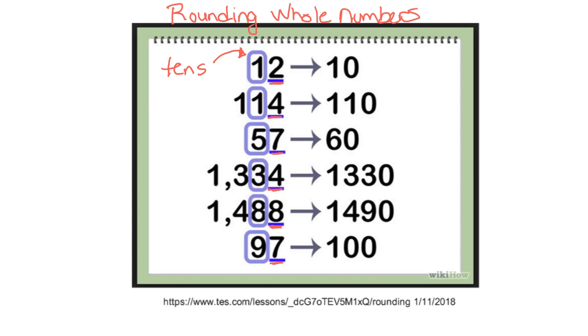The next number, 114, we round to the nearest tens position. That's that second number 1 here. We look to the right, the number is a 4. It's less than 5. So that means the 1 in the tens position will remain, and it's followed by a 0. Same thing with the 57. It rounds up to 60.